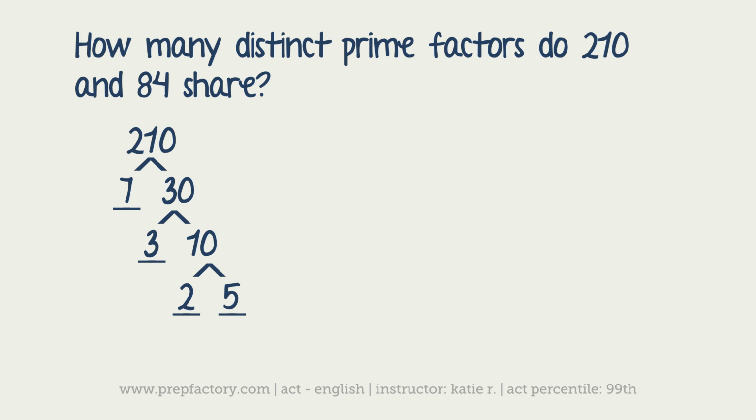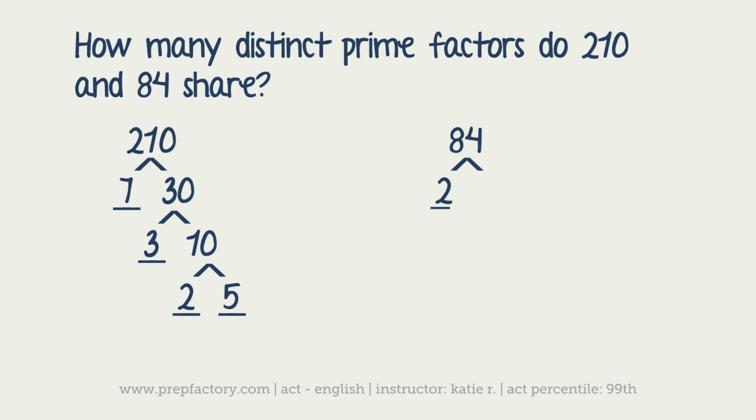Now all we have to do is figure out how many different prime factors 84 shares with 210. So our answer is going to have to be 4 or less. Now we do the same thing with 84. If I'm dealing with 84, it's even, so we might as well divide it by 2.